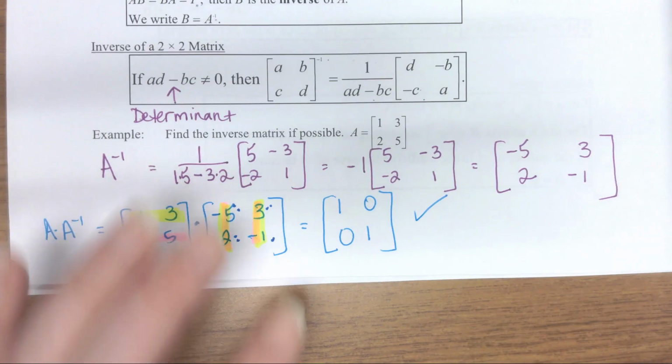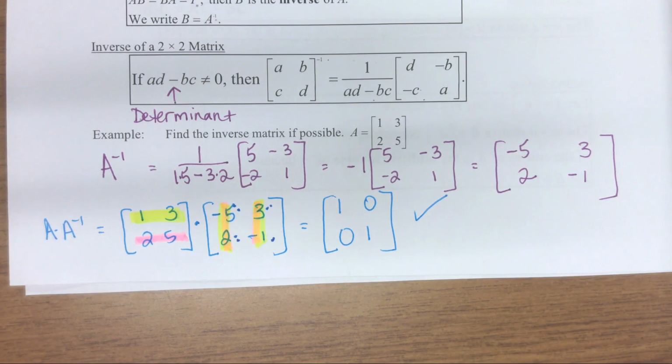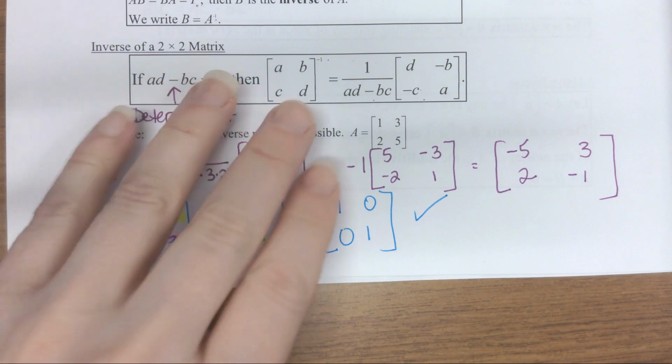Okay, so today, if you're asked to confirm if I give you 2 matrices already, don't do the work to find the inverse, just multiply them together. And you may use your calculator to multiply them together and see if you get the identity. Does that make sense? Yep.